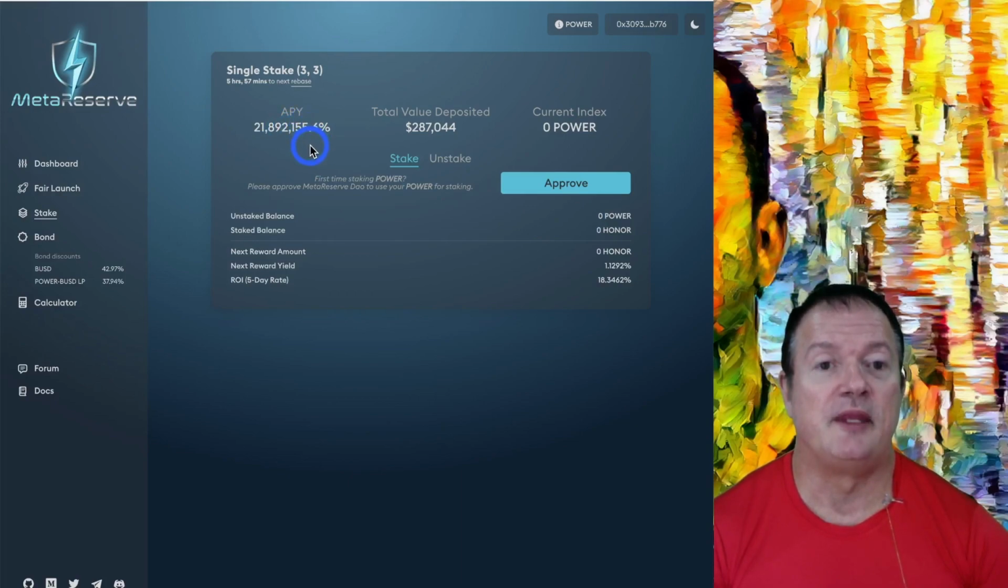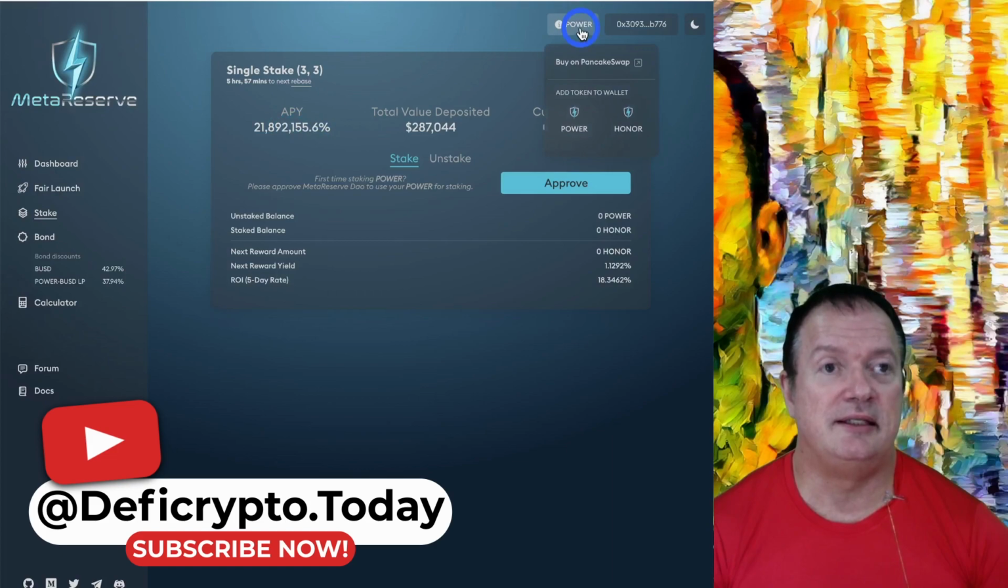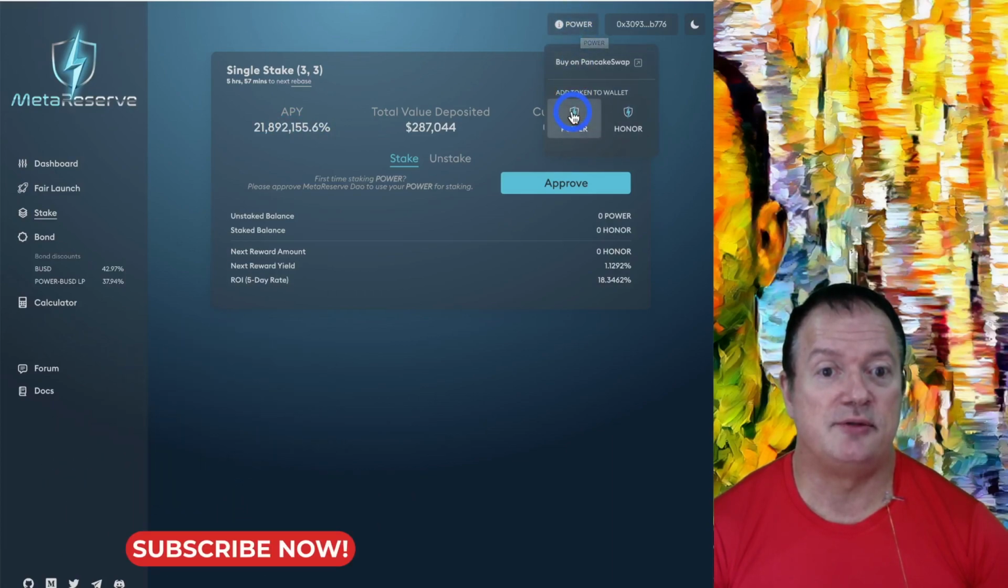Very important. Now, how do we add these tokens to our MetaMask? We can do that right now. So we can add the Power token here.